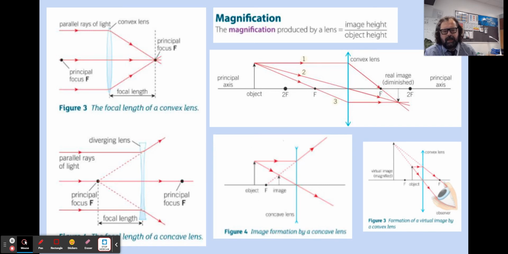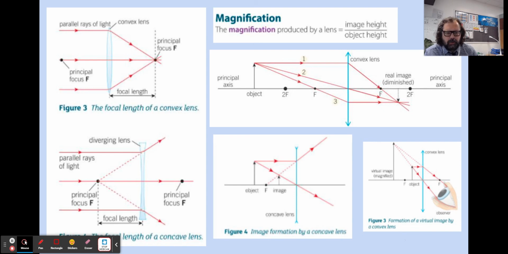Our concave lens, which is shown here in figure 4, will always make an image that is virtual. And I can see that it's virtual because this dotted line shows where I have to imagine the light is going in order to form an image, and the image will always be upright and diminished as well as virtual.